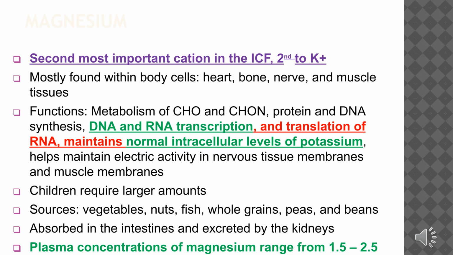Magnesium is the second most important intracellular cation. It is involved in metabolism, protein and DNA synthesis, and maintaining electric activity in nervous and muscle tissues. The normal range is 1.5 to 2.5 mEq/L.